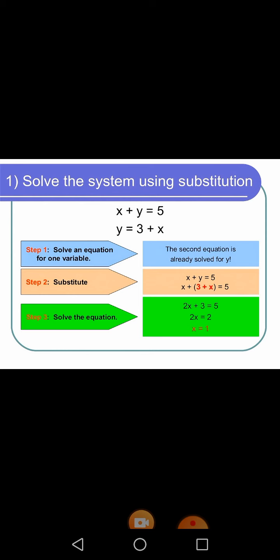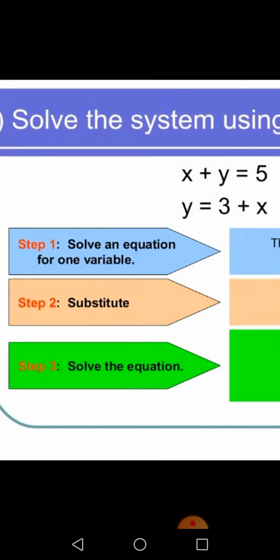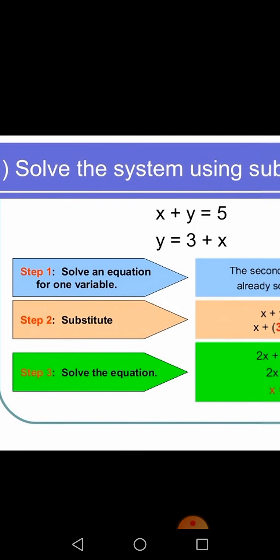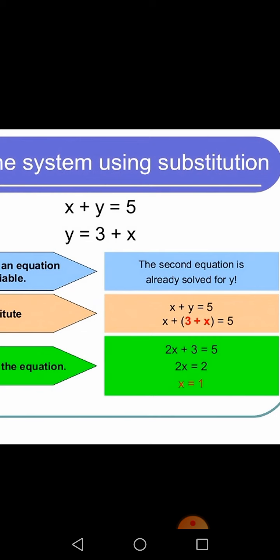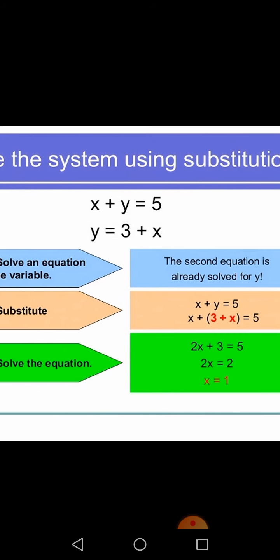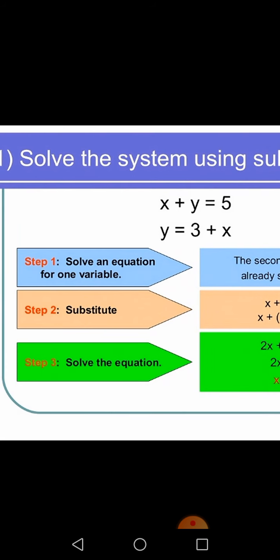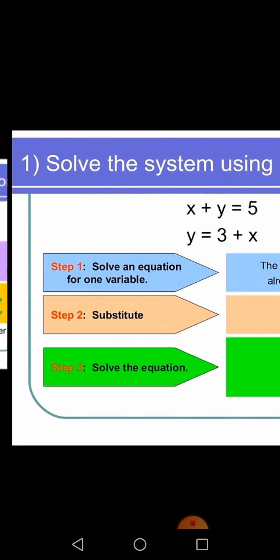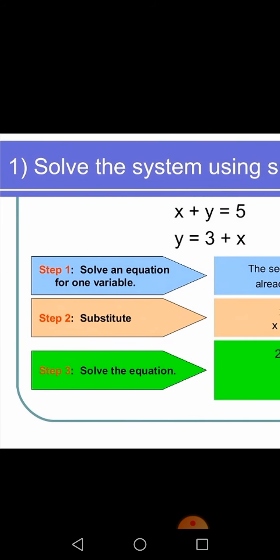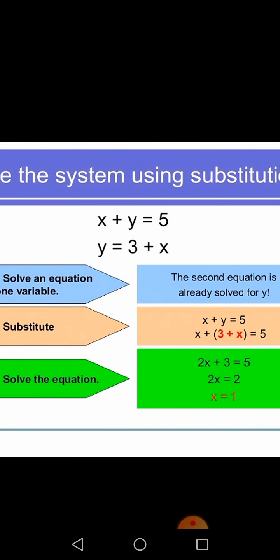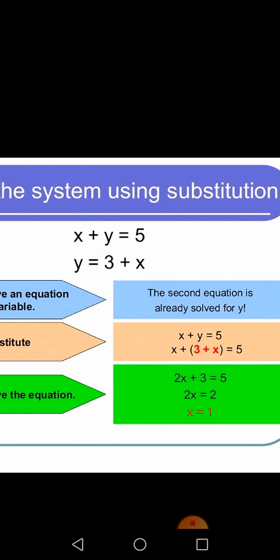Look at what I write here: solve an equation for one variable. The second equation is already solved for y. Step 2: I will use the first equation, then remove y and put its value, 3 plus x. So here, x plus y equals 5, so x plus, I remove y and put 3 plus x, equals 5.